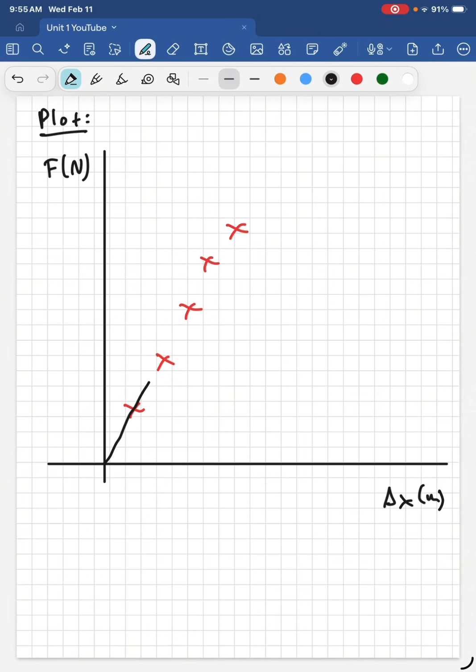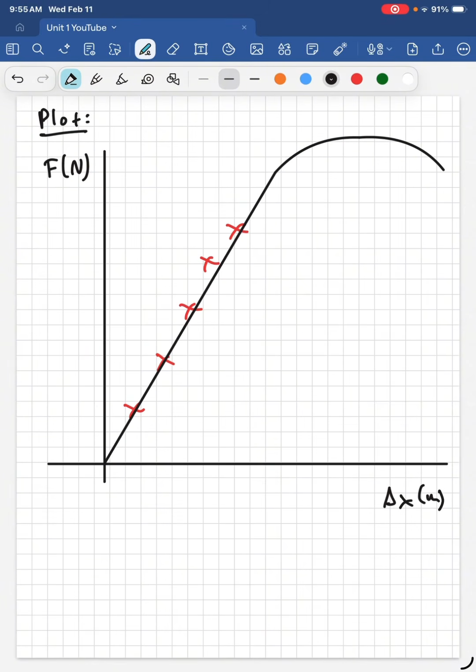Starting from 0, you will see this linear relationship, but at some point things stop being linear and you will see something like this. And if you continue stretching, you will see something like this. This is exaggerated, so let me draw it again. Something like this.